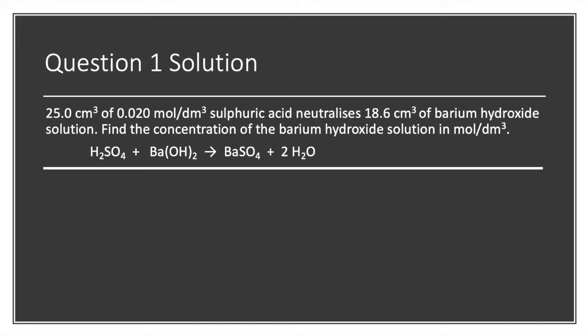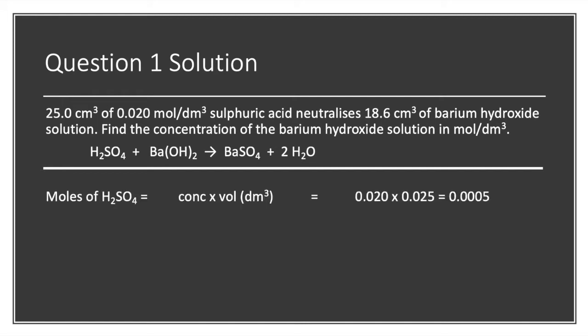So here's question 1, just to remind us. We've been told the equation, and we also have the concentration and volume of sulfuric acid. So the first thing we can do is work out our moles of sulfuric acid, remembering to always convert centimeters cubed into decimeters cubed by dividing by 1,000. So concentration times that volume gives us 0.0005 moles. If we then look at the equation, 1 mole of sulfuric acid reacts with 1 mole of barium hydroxide. So that means we have the same number of moles of barium hydroxide as sulfuric acid.